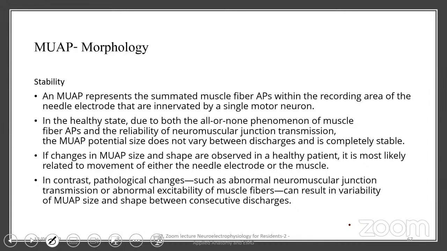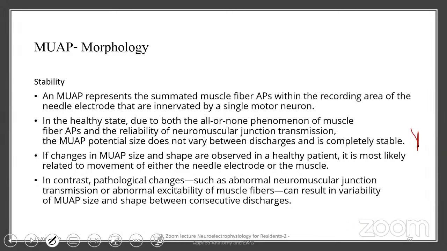An MUAP represents the summated muscle fiber action potentials within the recording area of the needle electrode that are innervated by a single motor neuron. In the healthy state, due to the all or none phenomenon of the muscle fiber action potentials and the reliability of neuromuscular junction transmission, the MUAP size does not vary between discharges and is completely stable. If the size is varying between the discharges, that becomes unstable.